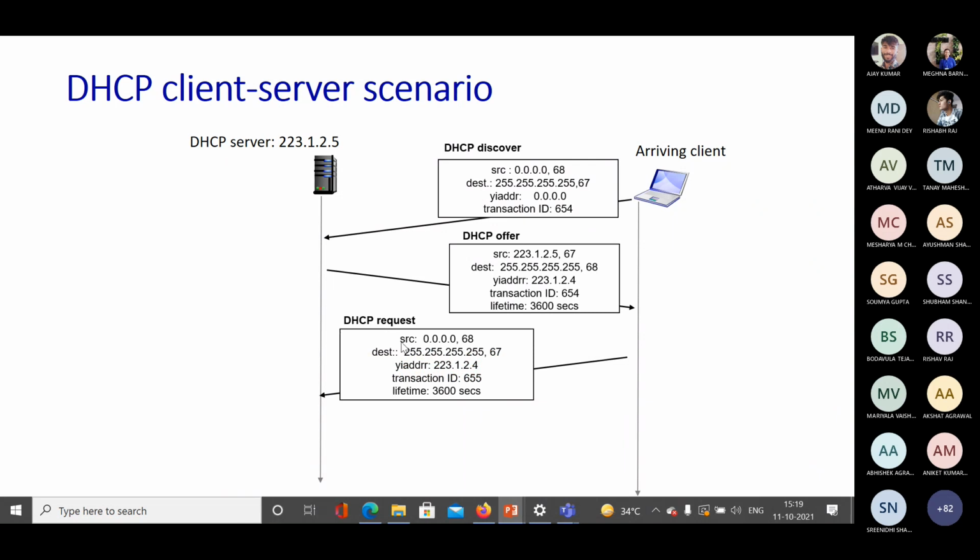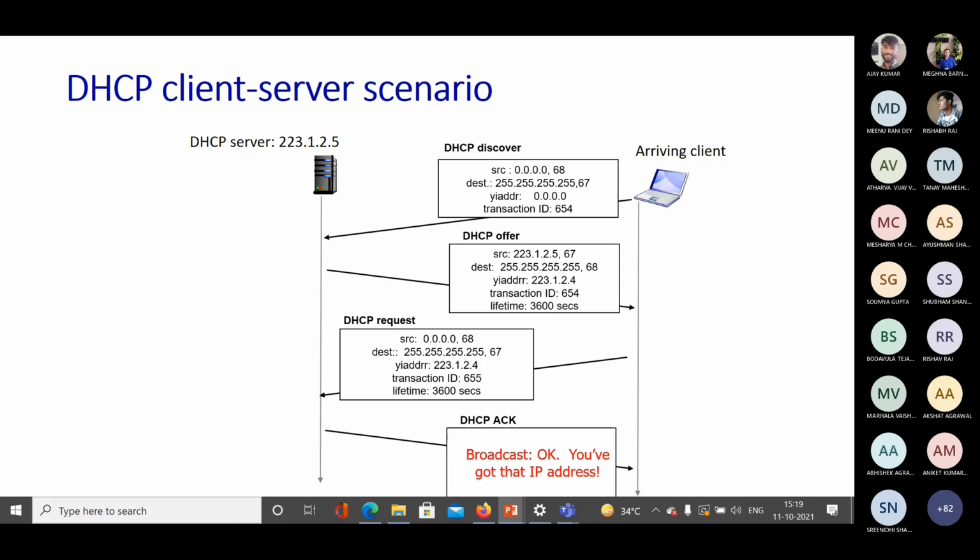So here, how would the header field look? The source address is, of course, 0.0.0.0, and the destination is 255.255.255.255, the broadcast address. It is saying that it can take this IP address, so the YIADDR is 223.1.2.4. The transaction ID is now different, 655, because it is now sending a request message from the client side, and the lifetime is 3600 seconds.